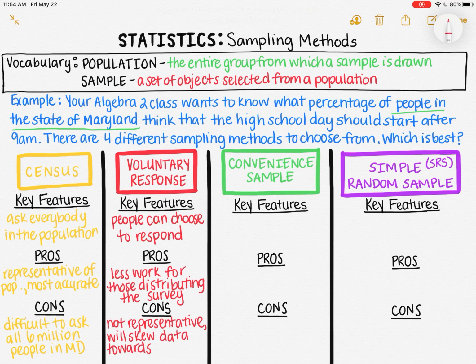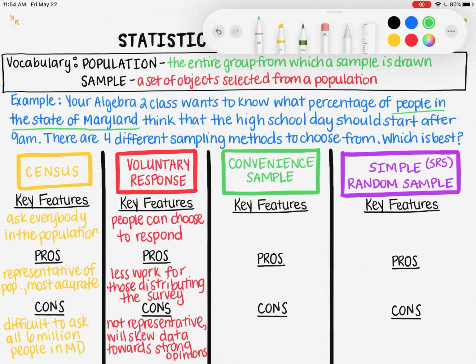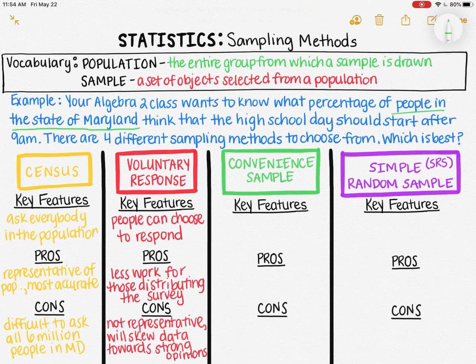So we're not going to get as many people who might be unsure about what they think. We're not going to be getting responses from them. We're only going to be getting responses from people who really have a strong opinion, know what they want to say, and take the time to actually do the survey. So voluntary response, it's easy on us, but it's definitely not the best way to get a representative sample.